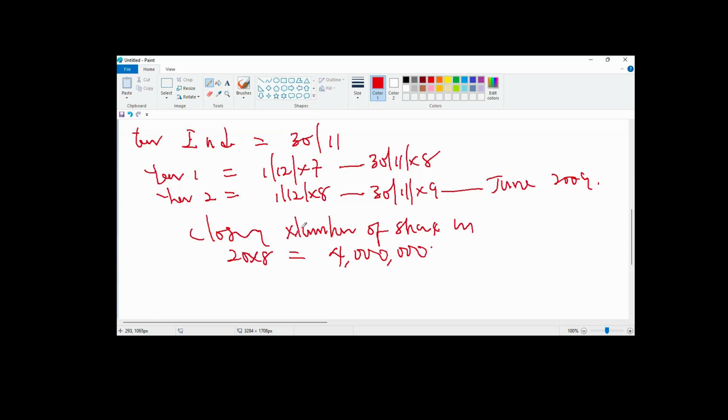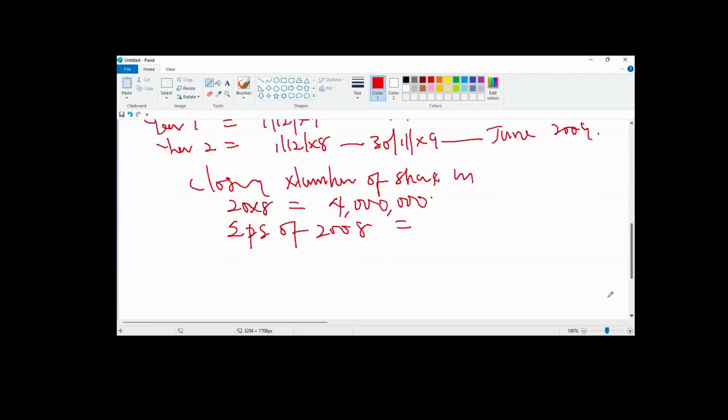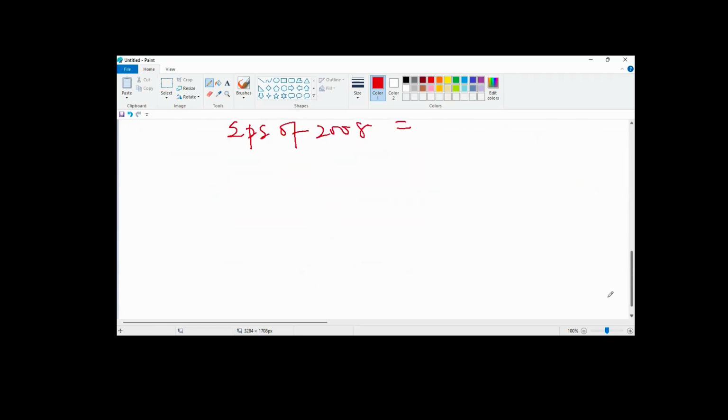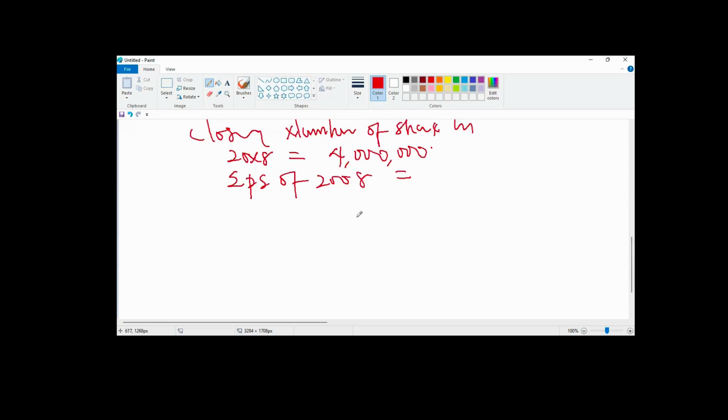What do I do? Very simple. Therefore, I can calculate earnings per share of 2008 by saying, what is the profit of 2008? The profit of 2008 was reported 440, divided by the 4 million, times 100. That is it. That one is settled for me.